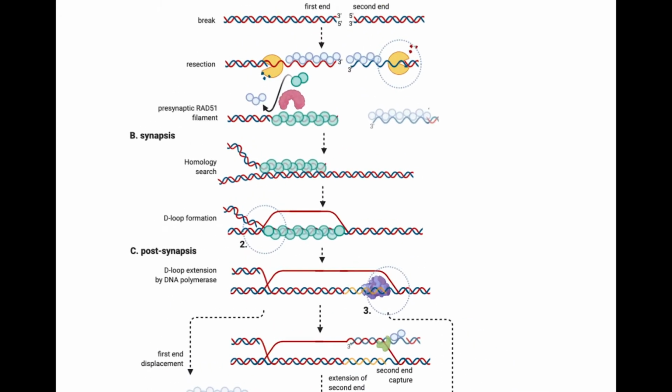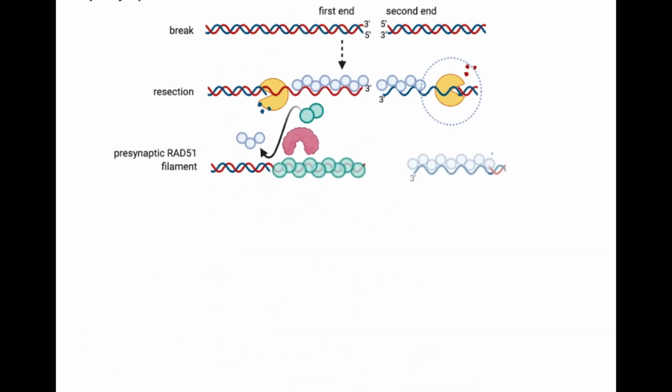In the first stage, called presynapsis, the 3' strand of the broken DNA end is converted to single-stranded DNA via the concerted exonuclease action of the MRE11, CtIP, EXO1 and DNA2 nucleases. This process is known as resection. Resected DNA is then coated with a filament of Rad51 protein in a process promoted by BRCA1 and BRCA2.